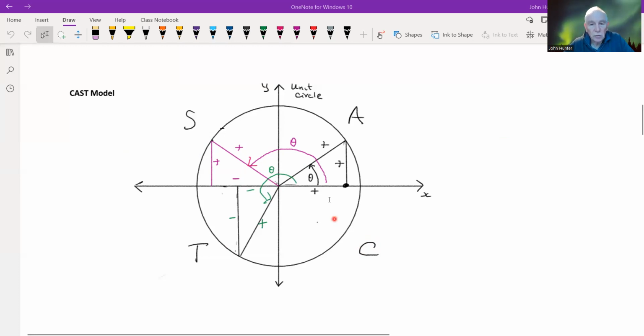Now, in this model, of course, we've noticed that in this quadrant here, all three are positive. In this one, only the sine is positive, the other two being negative. In this one, only the tangent. And if you wanted to work it through for yourselves, you'd find that in this quadrant, it's only the cosine that is positive.